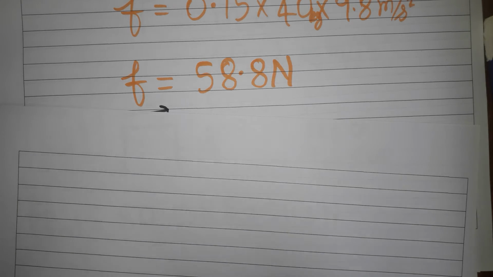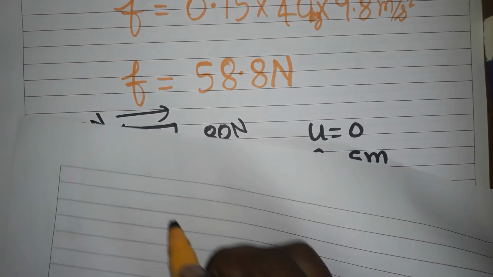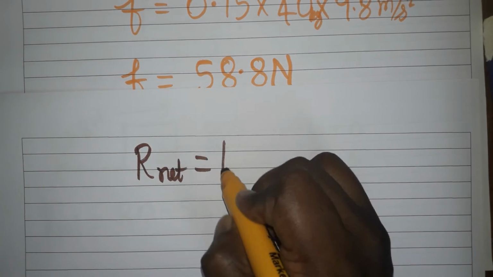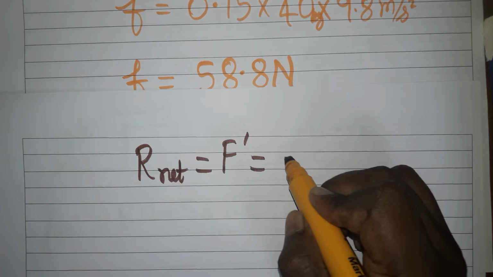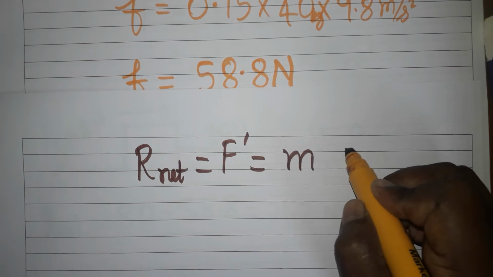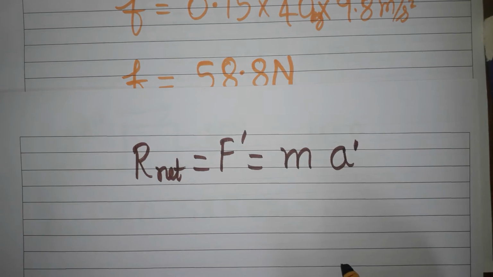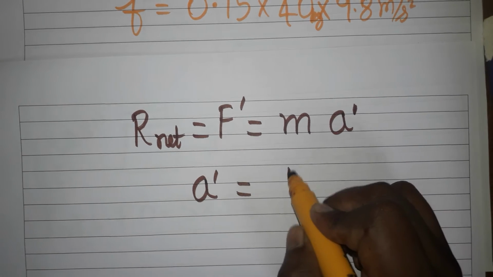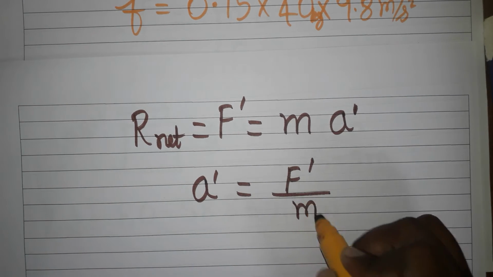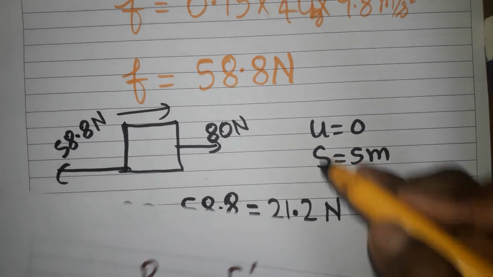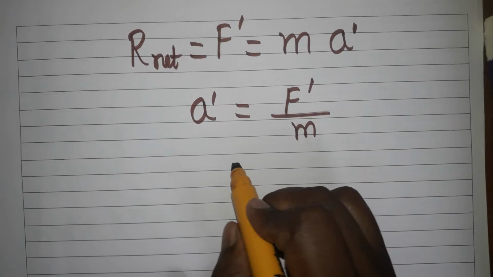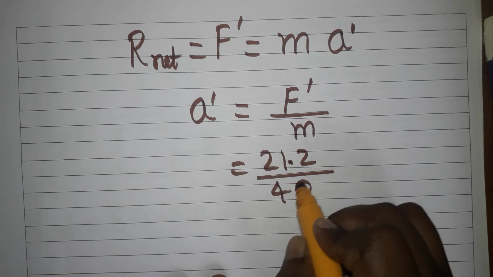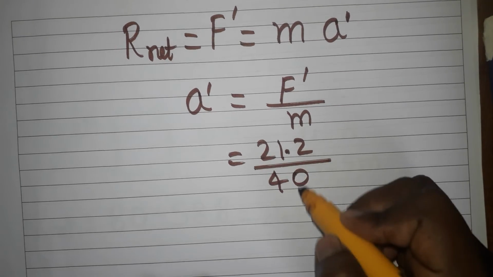We'll take the resultant or net force, otherwise F dash also you can take it, is equal to m times a dash. Now this is called the acceleration of the block. The acceleration of the block is going to be F dash divided by m. What is F dash? The new force 21.2, that's the resultant force. What is the mass? 40. Approximately this is going to be 1 by 2.